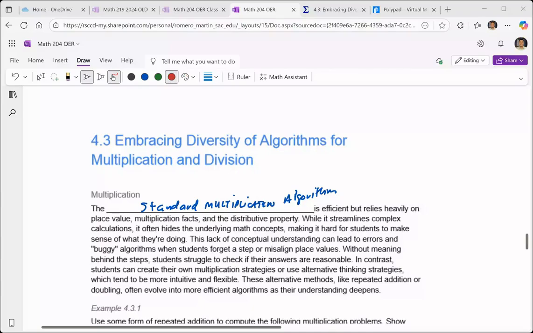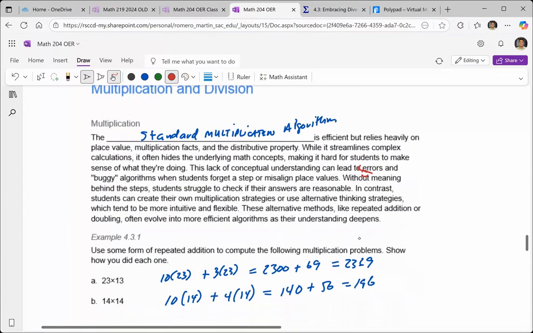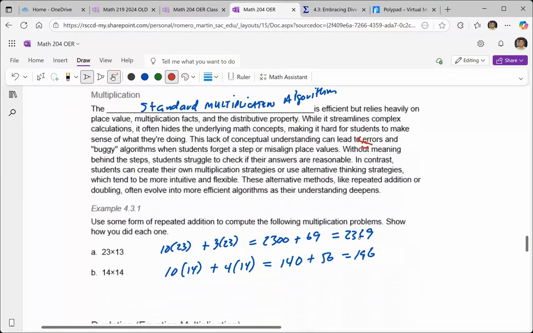Okay, we now move into multiplication and division. So we're going to look at diverse algorithms that we could use when teaching students how to multiply and divide. When looking at the beginning, we think of the standard multiplication algorithm as the first thing that we introduce to students when we want to show them multi-digit multiplication, like those examples below, right?